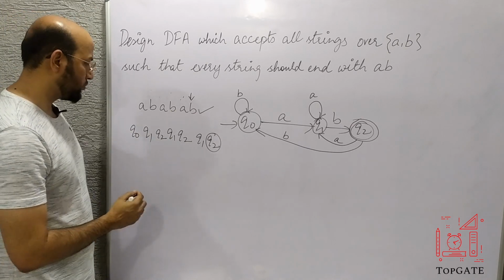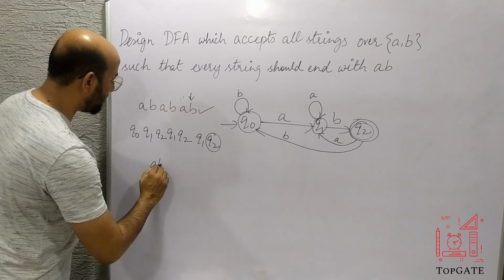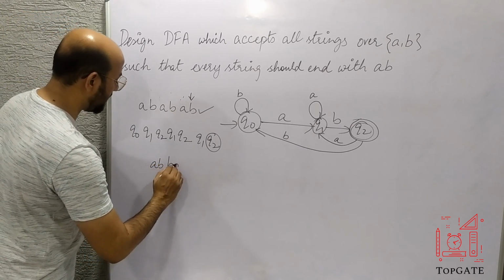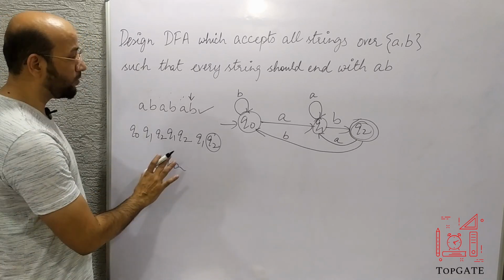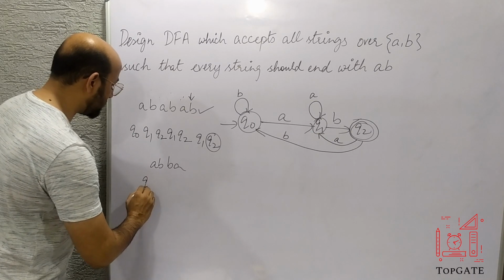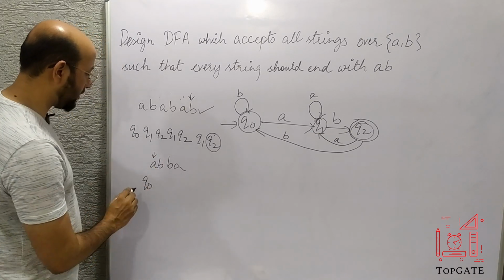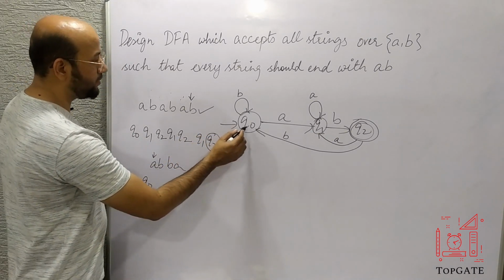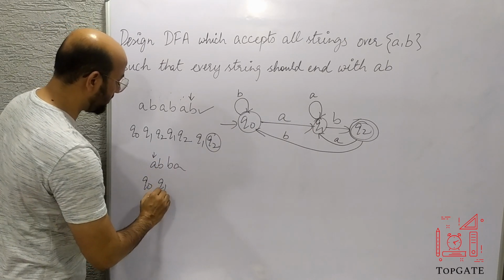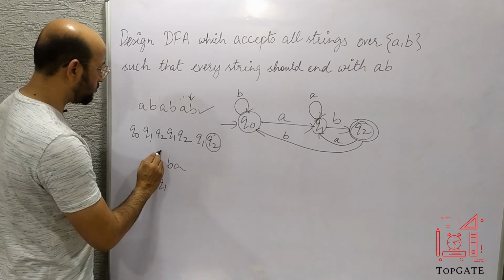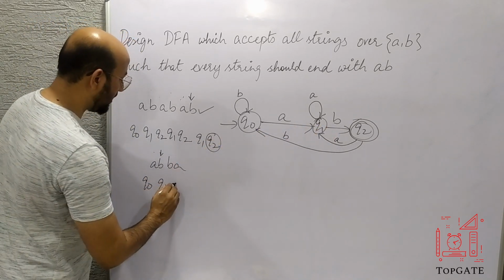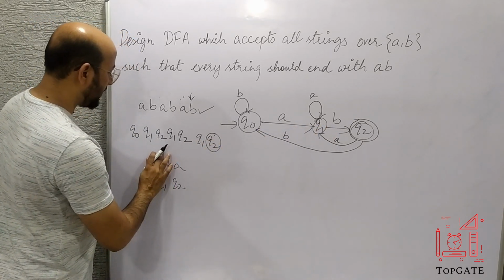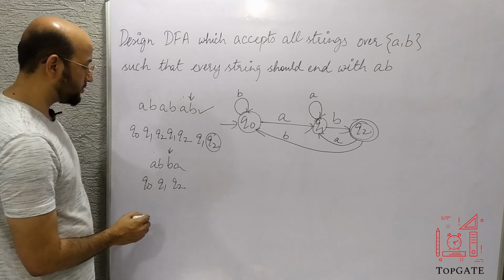Now let's take some wrong string also. Suppose I take A B, then B A. It is not ending with AB, so technically it should not be accepted. Initial state is Q0, pointer is on the first symbol. At Q0 A is applied, I went to state Q1, pointer moves on to the next B. Q1 B applied, I went to state Q2 and pointer moves on to the next B.